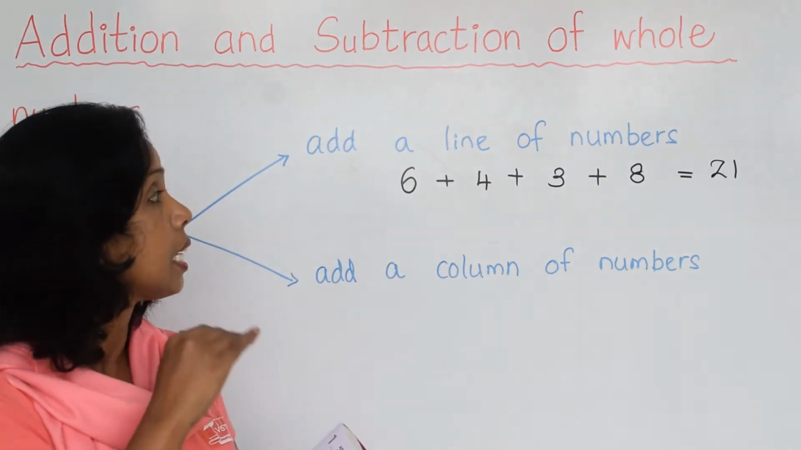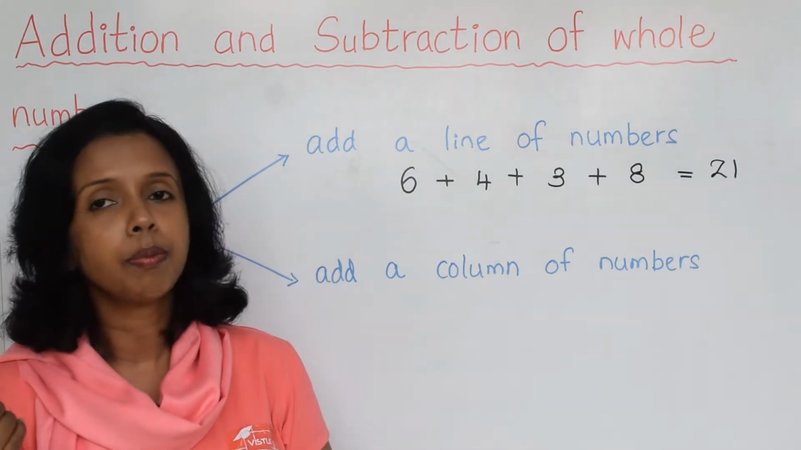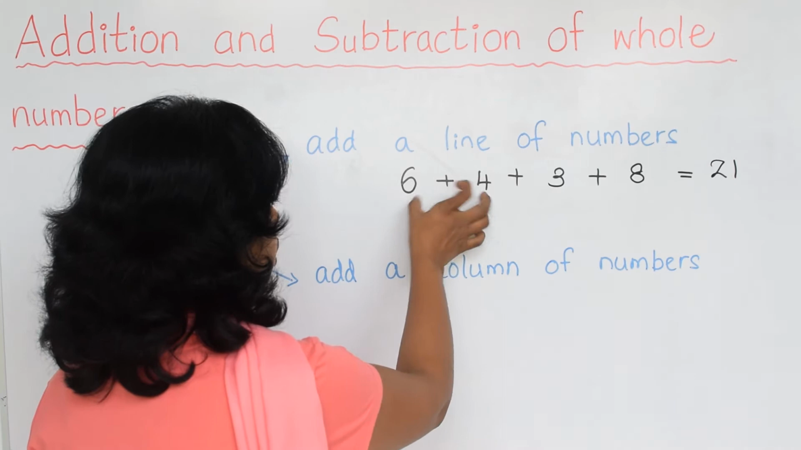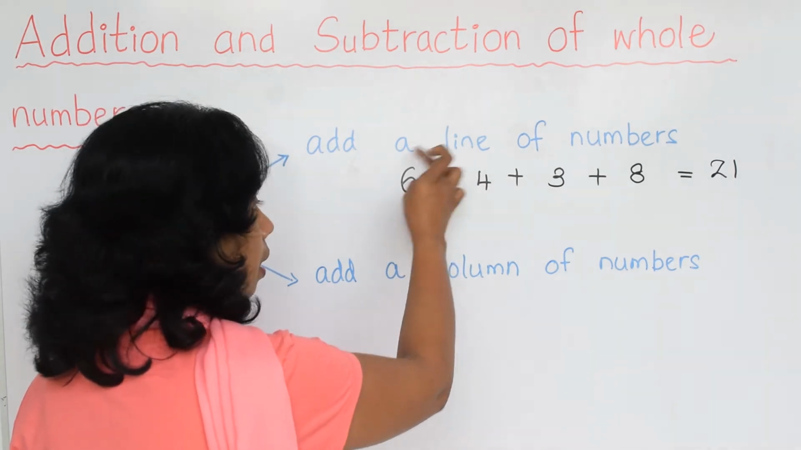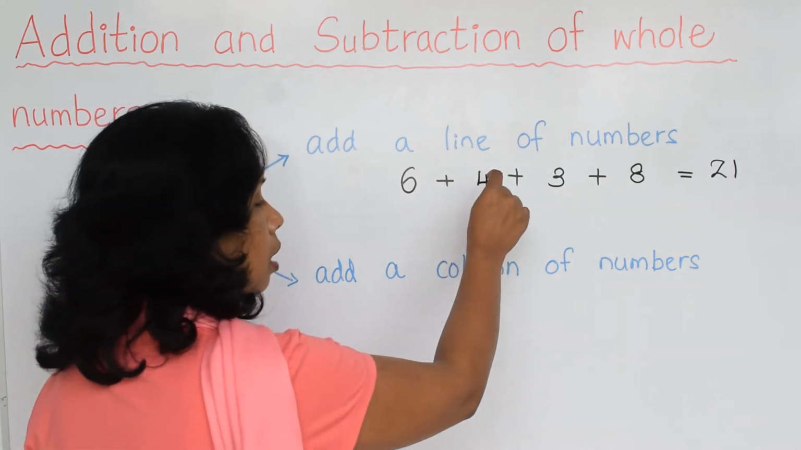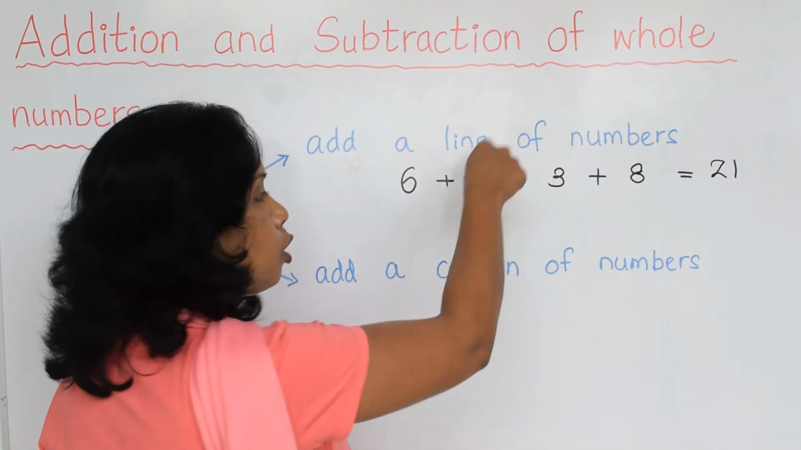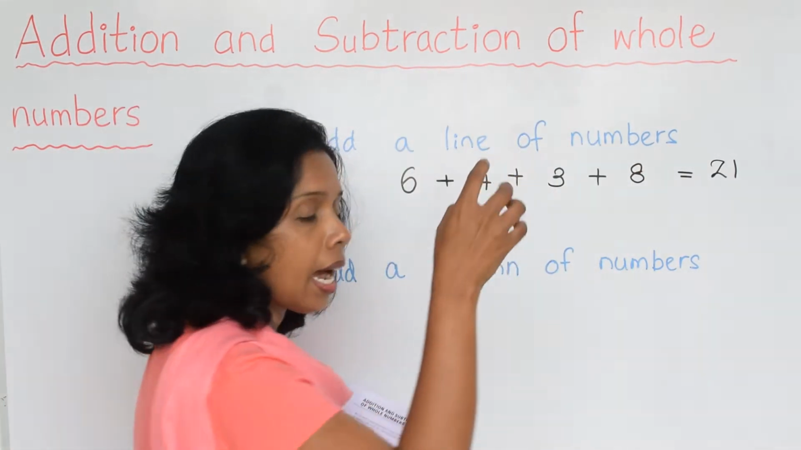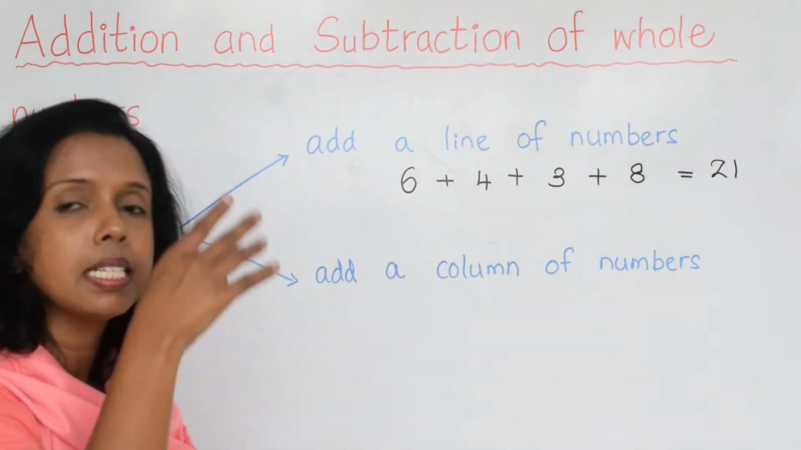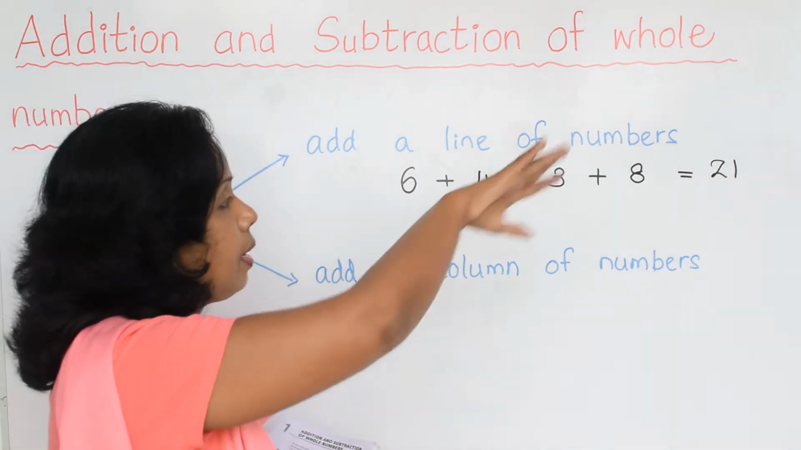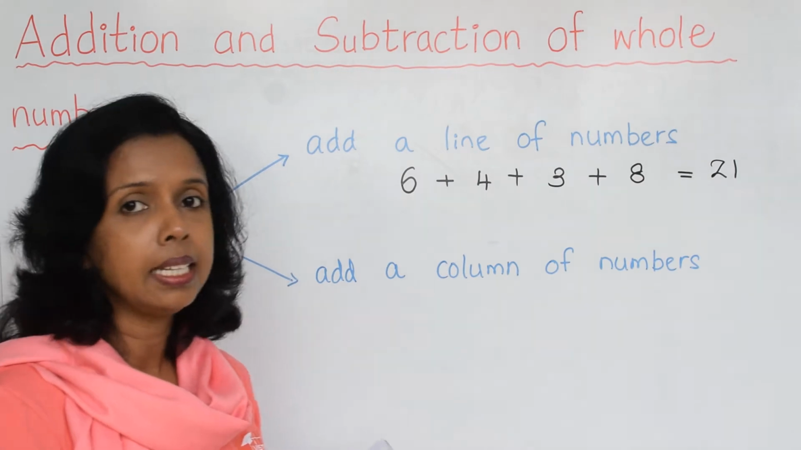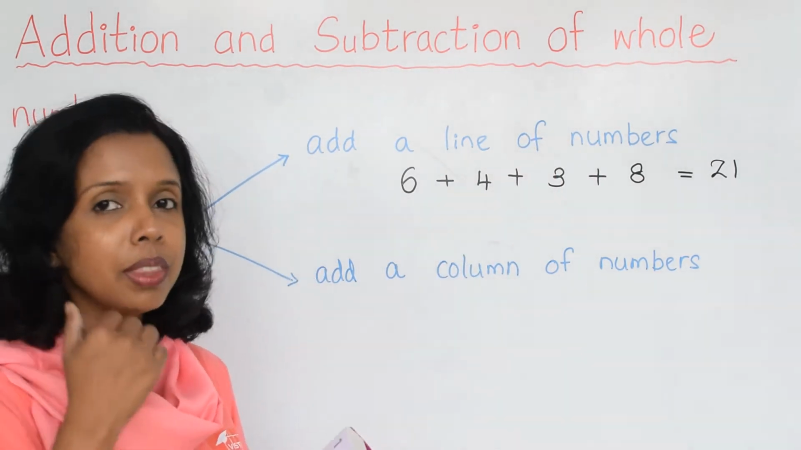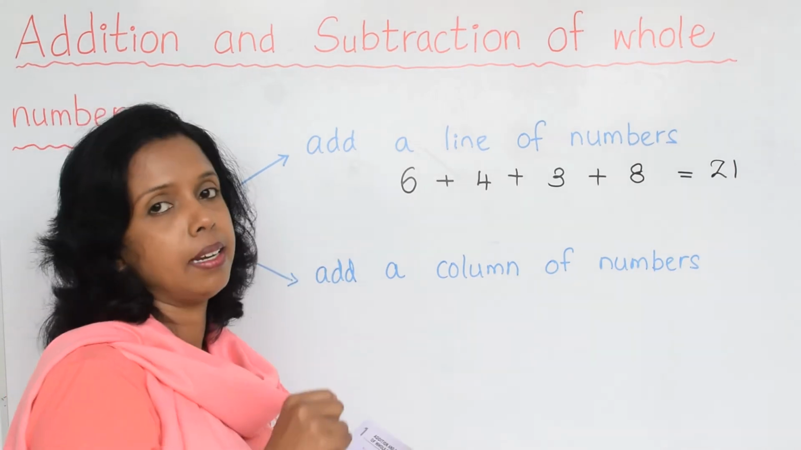If it is a line of numbers, start from the left side. First you add these first two numbers, then whatever answer you get, you add the next number to the answer, right? Then you move to the next number and add that number to the second answer you have. So you can have a series of numbers like this. You may have more than this, but you start from the left and you add.